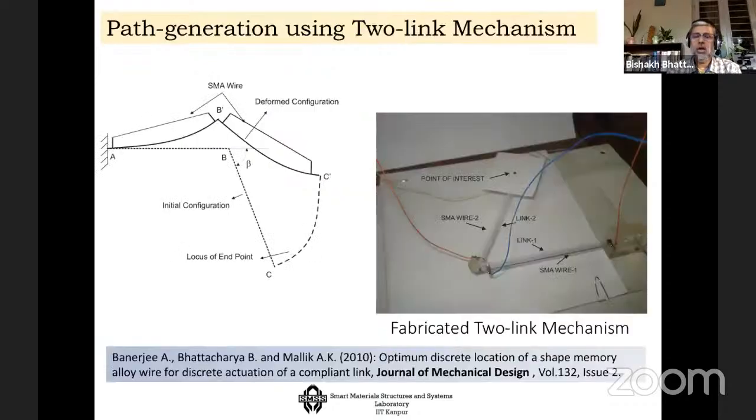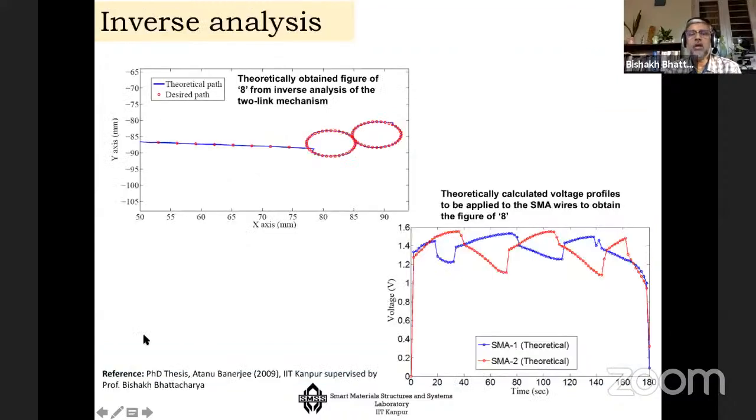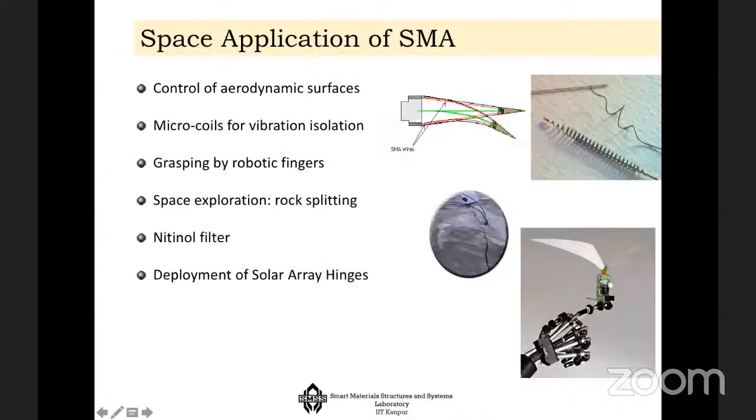Now, one of the applications is in actuators, and this is a two-link actuation system. Here, by using the SMA wire as muscle wire, you can actually change the shape of the tooling so that you can change the position of the system. So this is a tooling mechanism system. And this is in the Journal of Mechanical Design. You can see, you can draw a figure of 8 by using this actuator system. And what will be the corresponding voltage level, etc. These are all things we have been able to figure out.